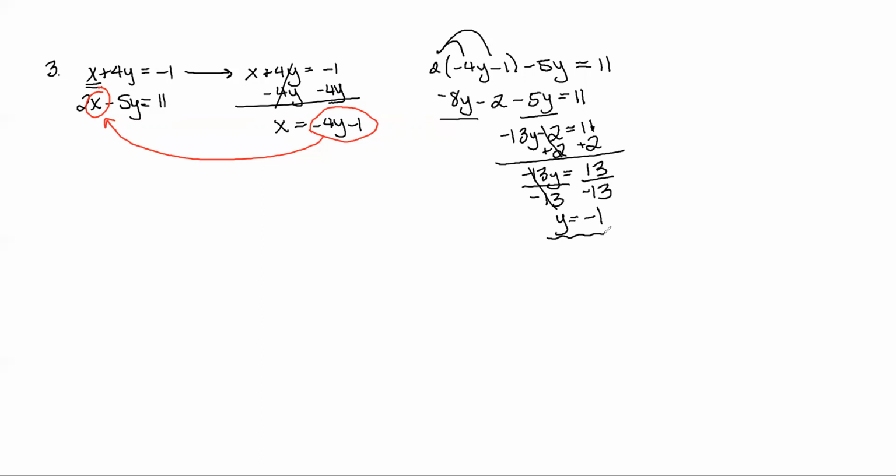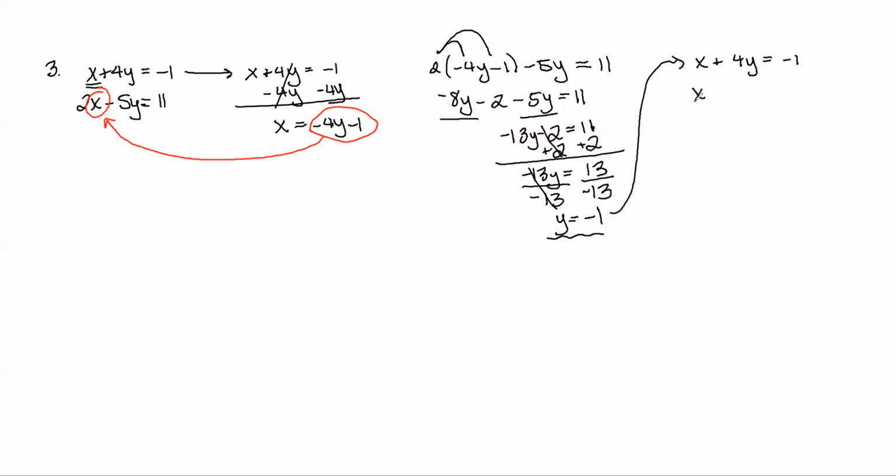All right, so now that we have our y, we're going to take this and we're going to plug it back into either of our equations. Let's go ahead and plug it into this first one just because the x is by itself. So we won't have to divide by anything at the end. So remember, we're looking for x now. So I'm going to plug this into x plus 4y equals negative 1.